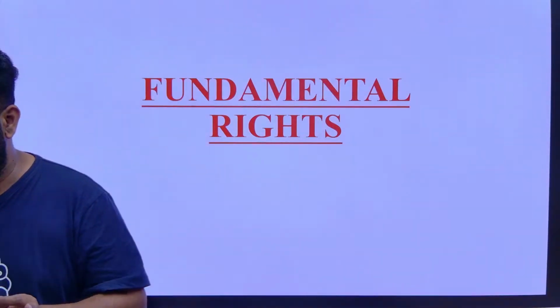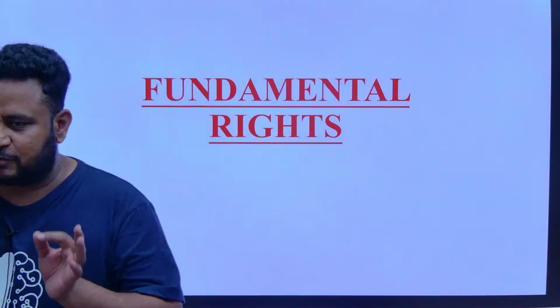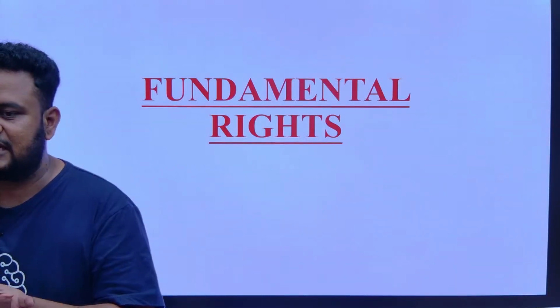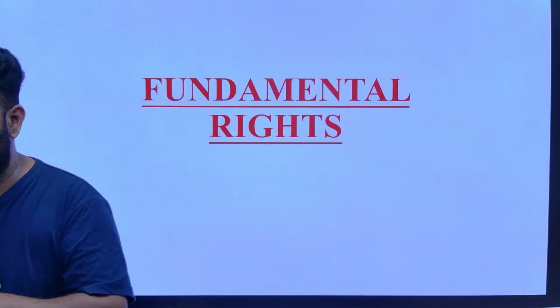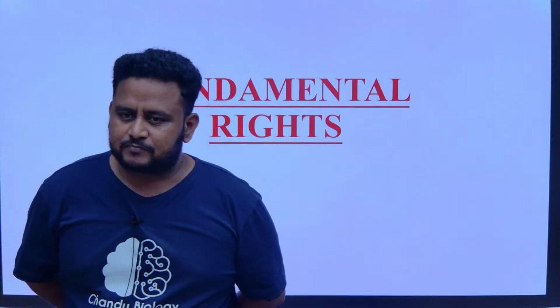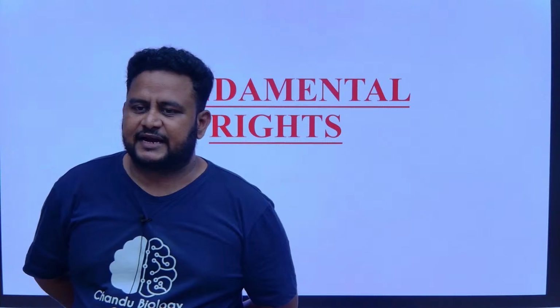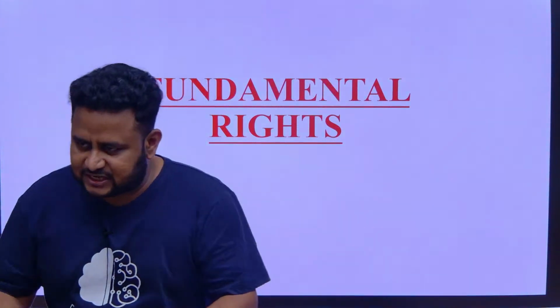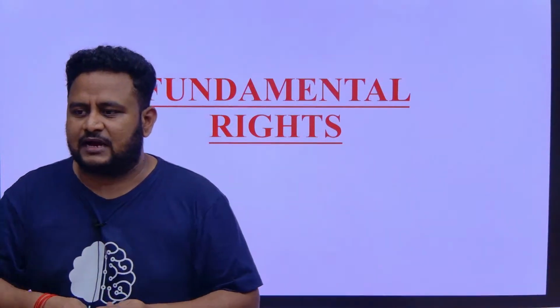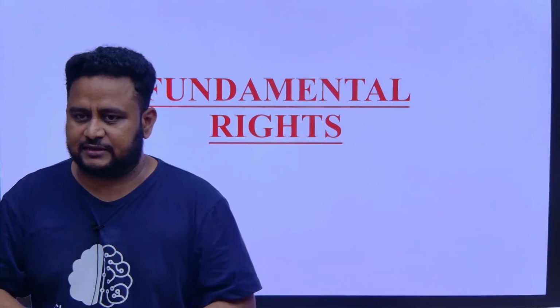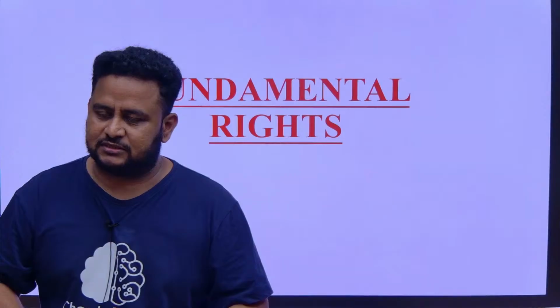Article 29, it is talking about cultural and educational rights of the minorities. It protects the interests of the minorities. Article 29. Okay, which kind of interest? Cultural and educational interest. Okay, next Article 30, we spoke about what? That is rights of the minority to set up and establish and manage educational institutions. Okay, that is religious educational institutions. The minorities can set up.